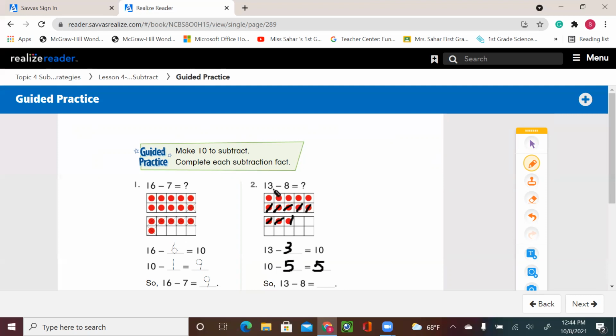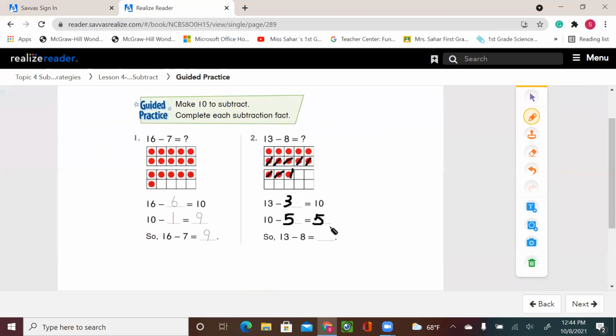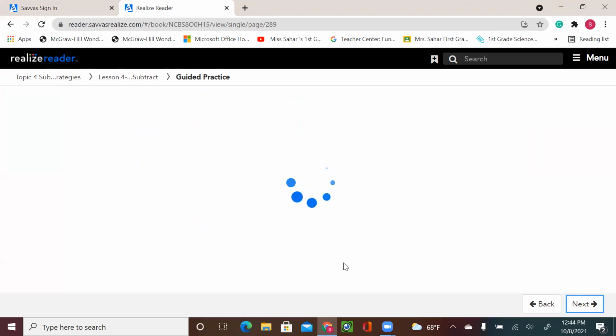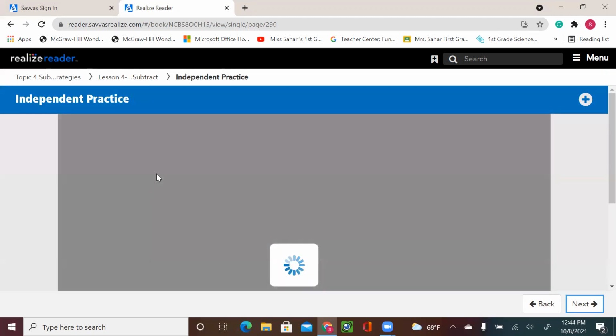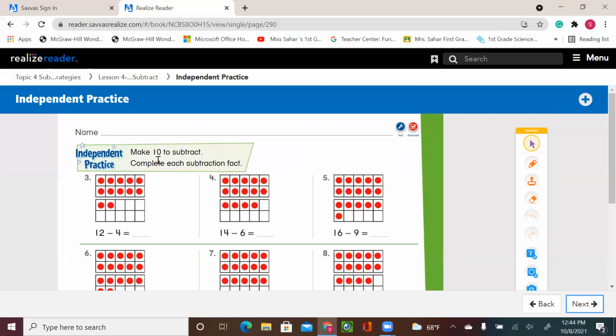Take me back to my first equation. 13 take away 8 equals, very good, 5. Awesome. Let's do one more from the independent practice. What do we have? Make 10 to subtract. Complete each subtraction fact.